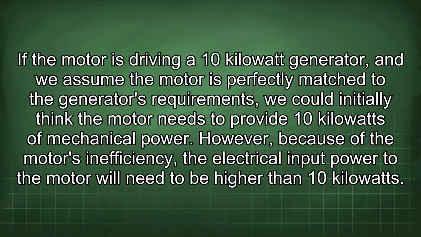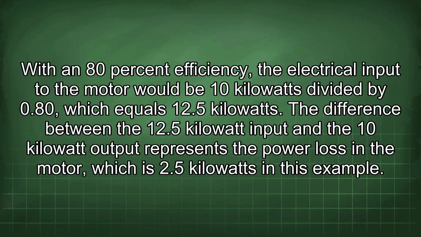If the motor is driving a 10 kilowatt generator, and we assume the motor is perfectly matched to the generator's requirements, we could initially think the motor needs to provide 10 kilowatts of mechanical power. However, because of the motor's inefficiency, the electrical input power to the motor will need to be higher than 10 kilowatts. With an 80% efficiency, the electrical input to the motor would be 10 kilowatts divided by 0.80, which equals 12.5 kilowatts. The difference between the 12.5 kilowatt input and the 10 kilowatt output represents the power loss in the motor, which is 2.5 kilowatts in this example.